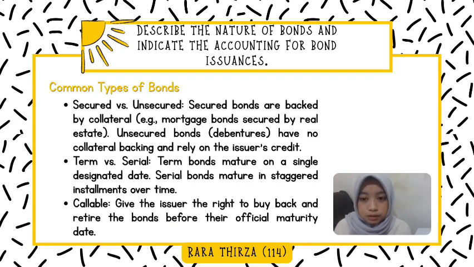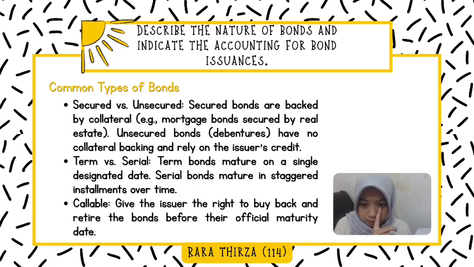Let's go to the next slide. We're going to discuss the common types of bonds. First, we have secured versus unsecured. Secured bonds are backed by collateral, for example mortgage bonds secured by real estate. Unsecured bonds, or debentures, have no collateral backing and just rely on the issuer's credit.